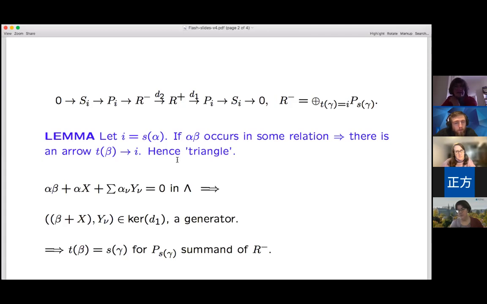And since it's a generator, then t of beta must occur as s of gamma for some gamma in this summand here. So you have a triangle because this gamma must be composing with beta and ending up with alpha. So this is completely elementary in some ways, but of course you need to have a relation. If the quiver does not have so many arrows, then of course it is more complicated, and you have to work harder. However, we have 10 minutes, so I probably have by now only 2 minutes or so.